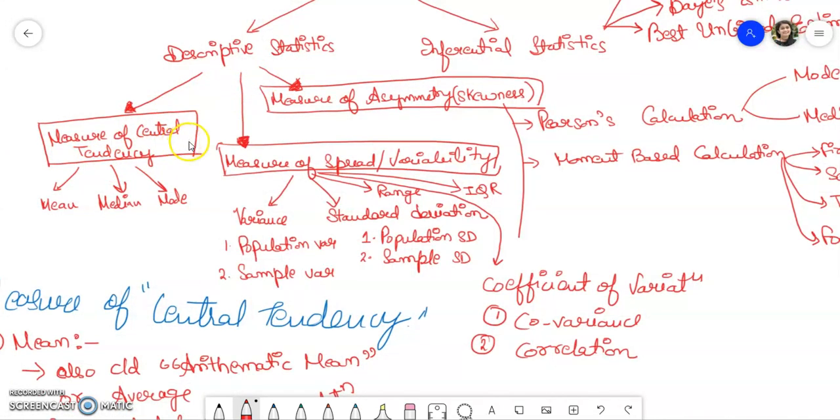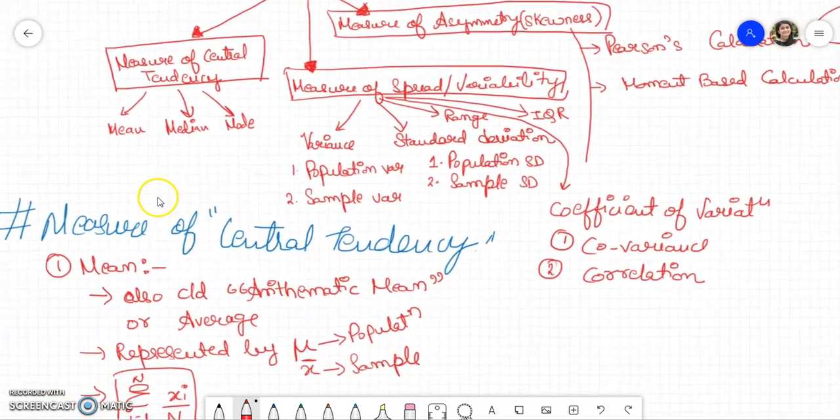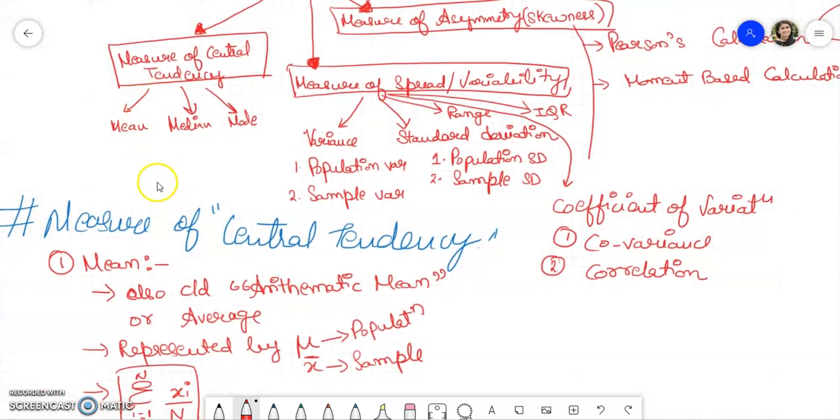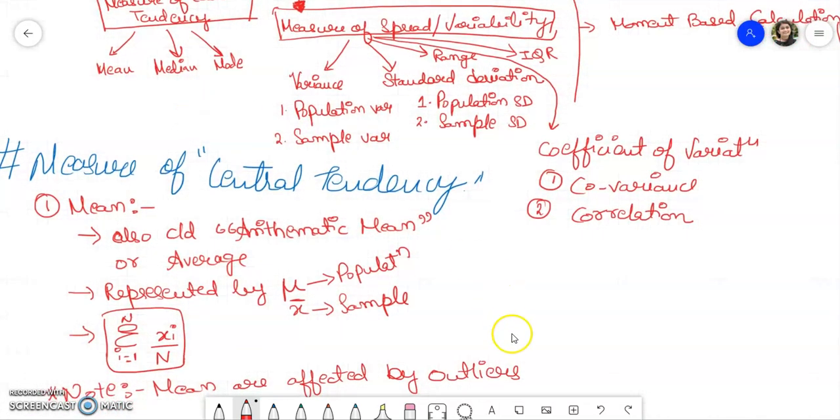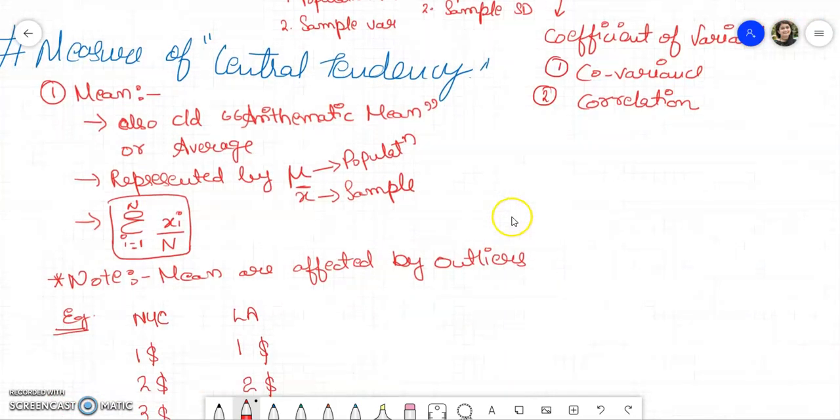It is basically of three types: measure of central tendency, measure of spread and variability, and measure of asymmetry or skewness. First I'll talk about the measure of central tendency. Under this we have mean, median and mode. Mean is something everyone knows from its very basic concept, like from plus two we know what mean is. It's the arithmetic mean or the average. It is represented by mu.